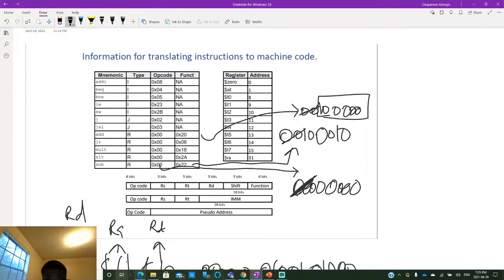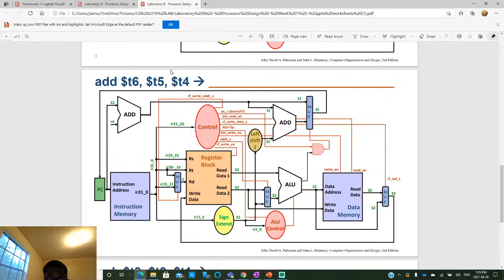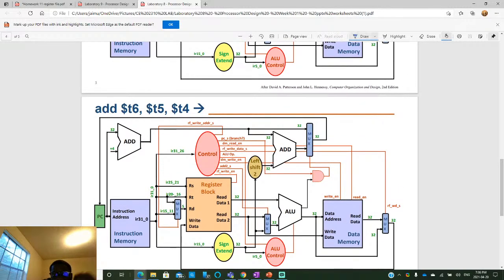Very nice. Okay, so if we come back here, I'm just going to write the machine code, and we very quickly walk through what happens in a processor.